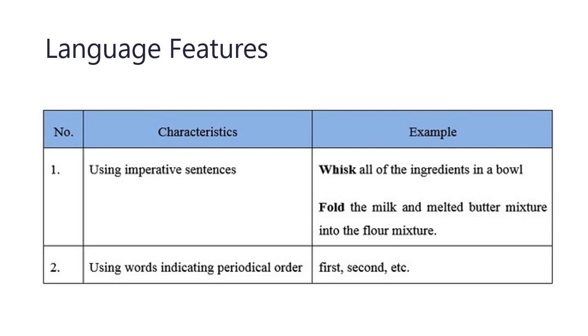Okay. Number two, using words indicating periodical order. Harus ada kata-kata yang menunjukkan periodical order atau tahapan-tahapan. For example, first, second, last, then, after, afterward, etc. Okay? Kalau ada itu berarti it must be procedural text. Okay, right.